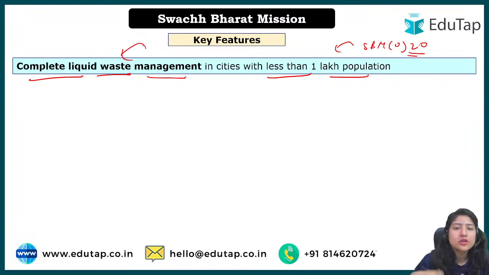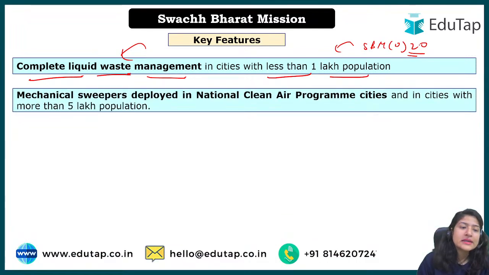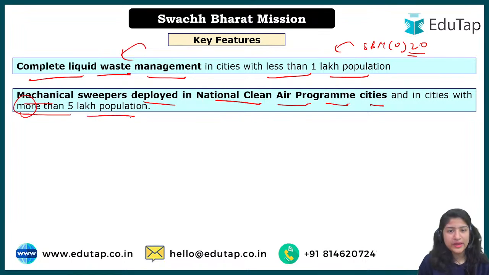Okay, so whatever liquid waste that is generated, it should be properly treated before discharging it to the natural environment, be it rivers, be it other water bodies that are there. Okay. Next thing is about the mechanical sweepers deployed in National Clean Air Program cities, and these are in the areas where the population is more than 5 lakh. Okay, so what does it mean?